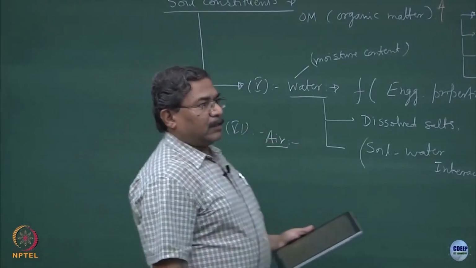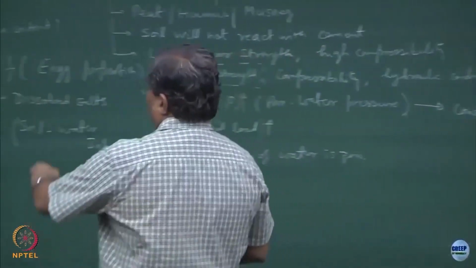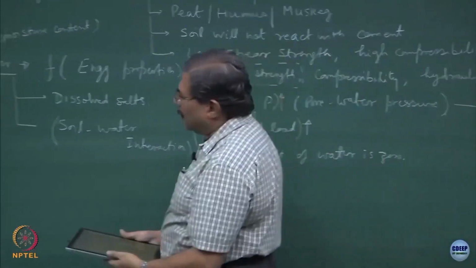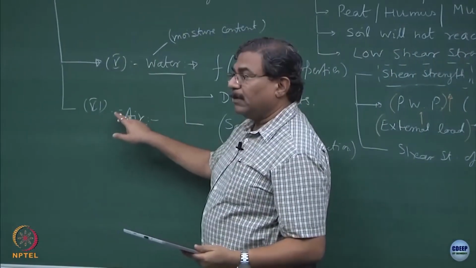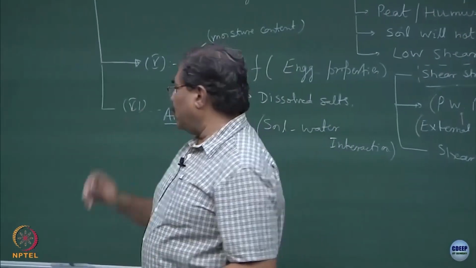Air and water, these are opposite to each other. So, if water gives shear strength to the system, the more and more air is present in the soil mass, the system becomes, first of all, unsaturated.